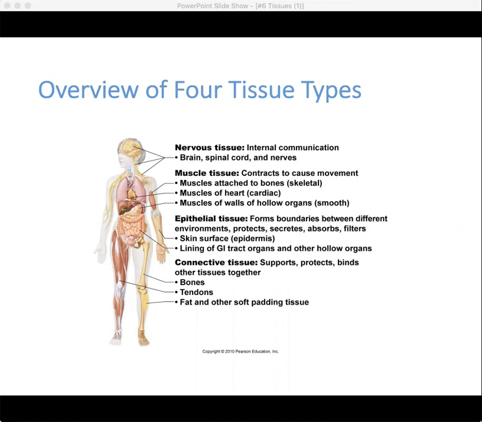First of all, nervous tissue detects changes that occur and it responds appropriately in order to help maintain homeostasis. Muscle tissue contracts to allow for movements. Epithelial tissue covers the body and it lines body cavities and ducts and vessels. It also forms glands. And connective tissue has many functions. It supports, it protects the body. It also binds other tissues together.